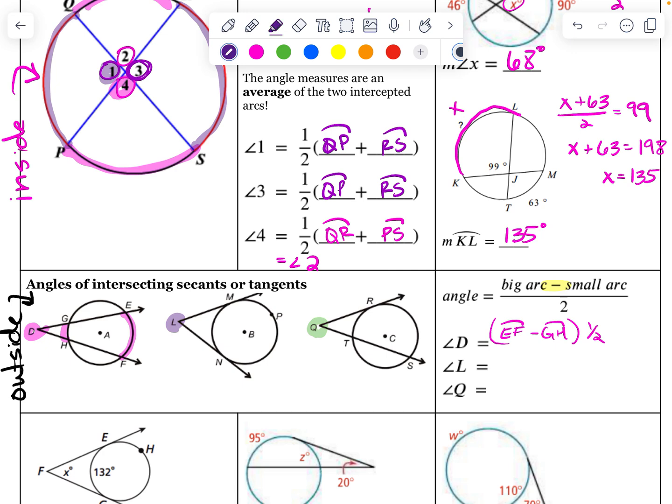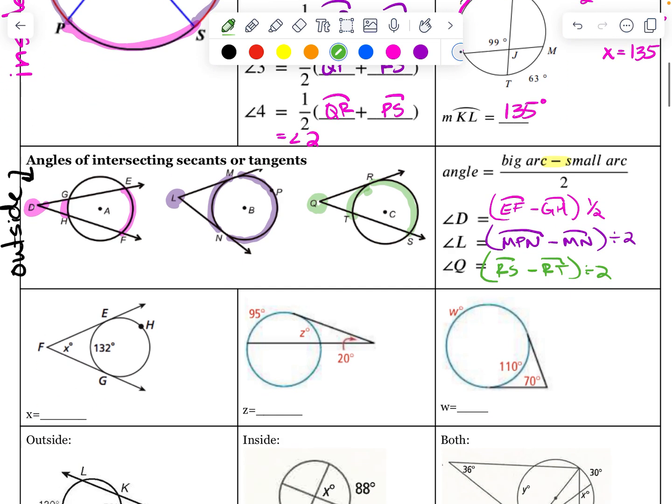To find L, big arc minus small arc divided by 2. So that's going to be MPN. I need 3 letters because it's more than 180. Minus MN divided by 2, or times a half. And then to find Q, RS minus RT divided by 2.